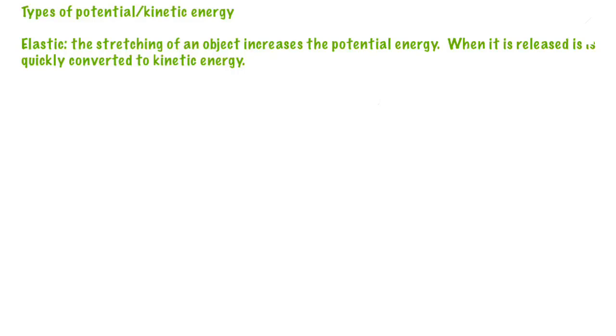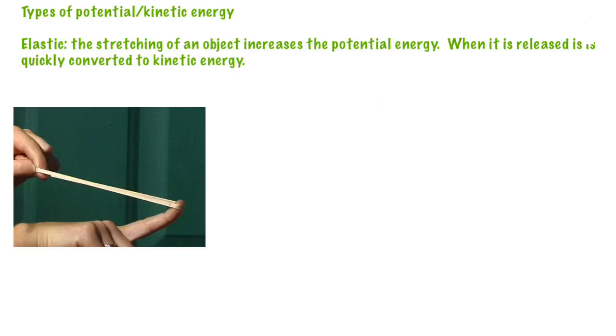The next one we're going to look at is elastic. When you stretch something out, or you press something together, that increases that potential energy. When it's released, it converts quickly into kinetic energy. Here's one example, a rubber band. Whenever you stretch it out, you're increasing the potential energy. Once you let it go, it turns into kinetic energy.